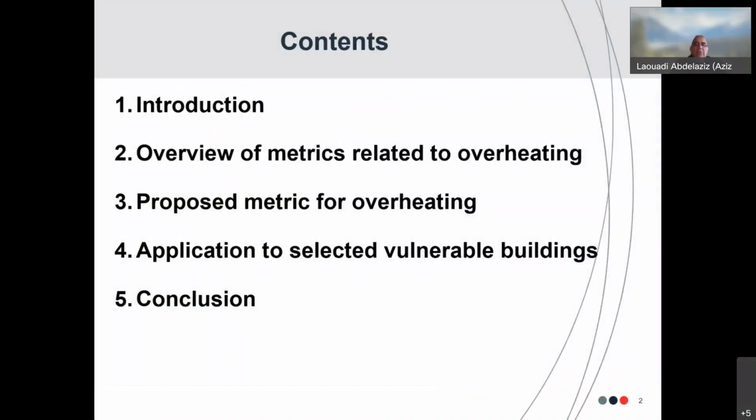The presentation will include the following points. After a brief introduction of the topic, I will present an overview of metrics related to overheating, followed by a proposed metric and its application to some selected buildings, and finally some concluding remarks taken from this study.